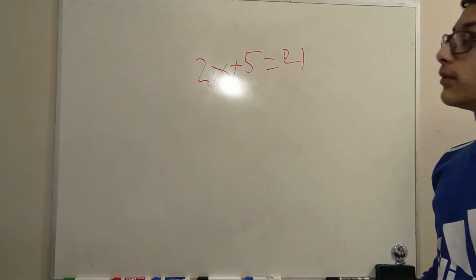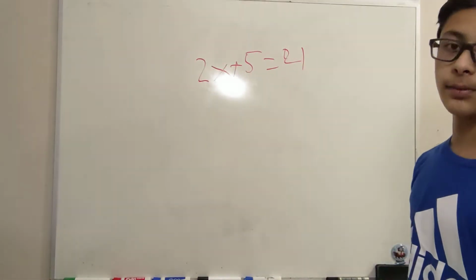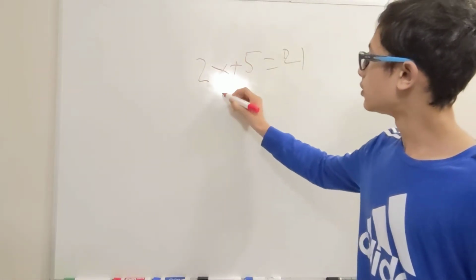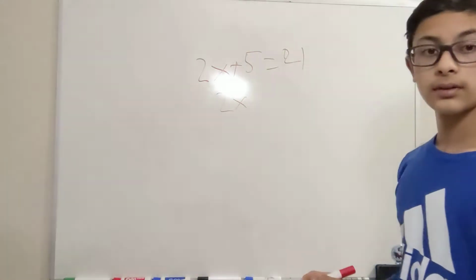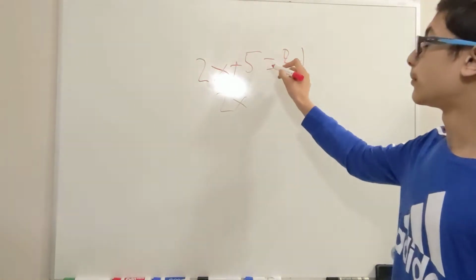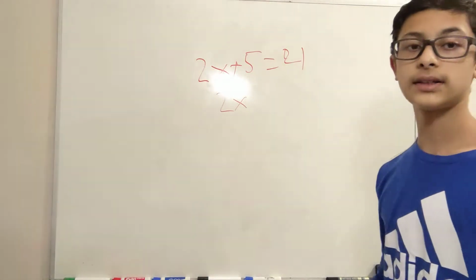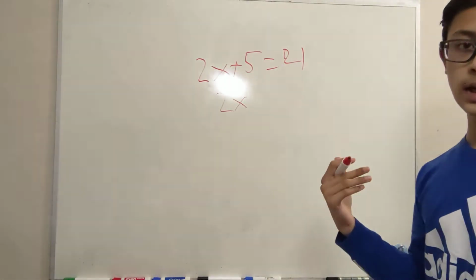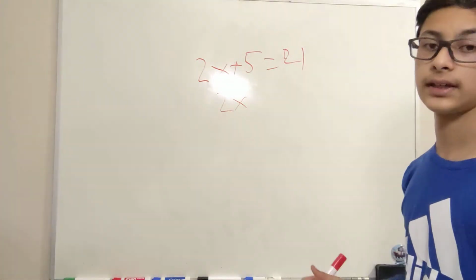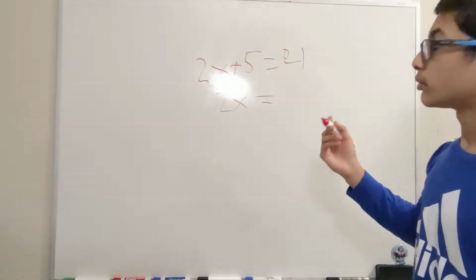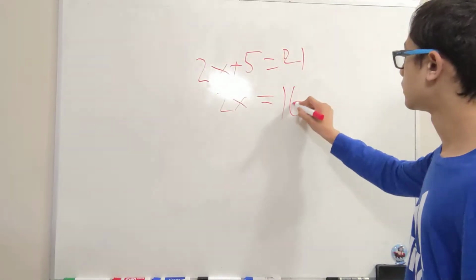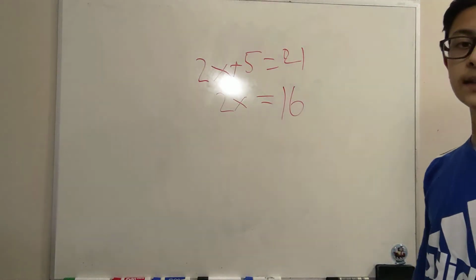Well, first, let's apply what we've learned already. We can subtract 5 from both sides. And then what do we have? We have 2x. We normally don't write the equation where you subtract 5. You just subtract the 5 in your head, and then you write down the answer. Equals, what's 21 minus 5? 16. So 2x equals 16.